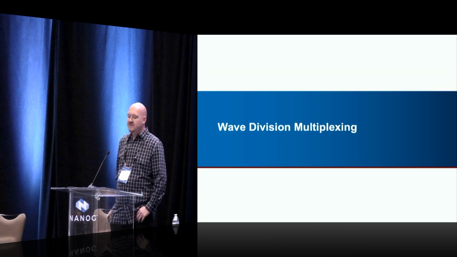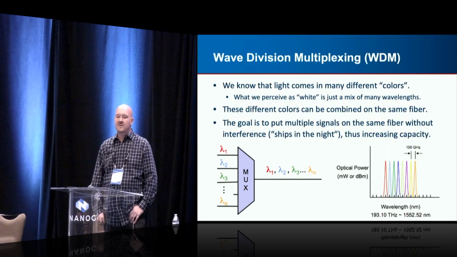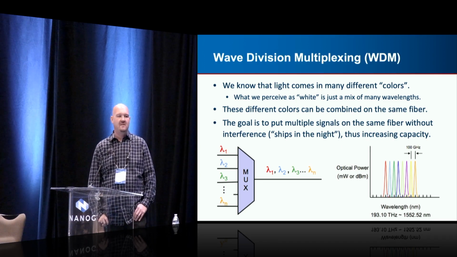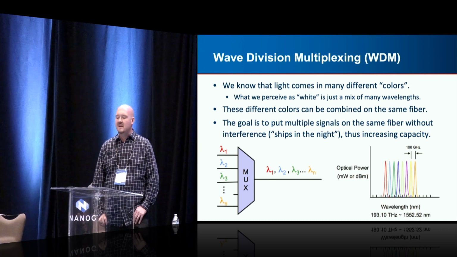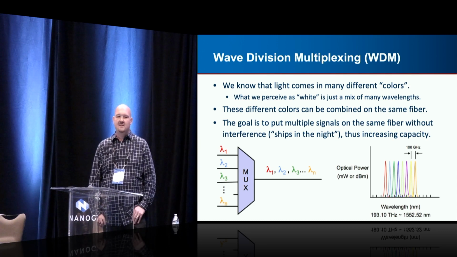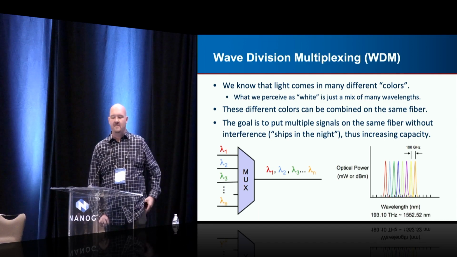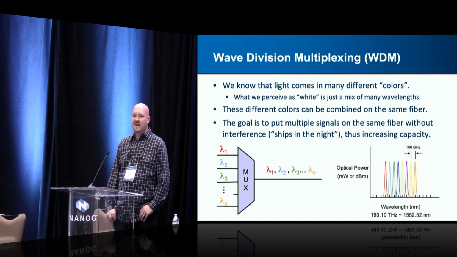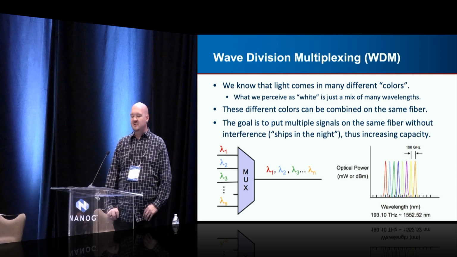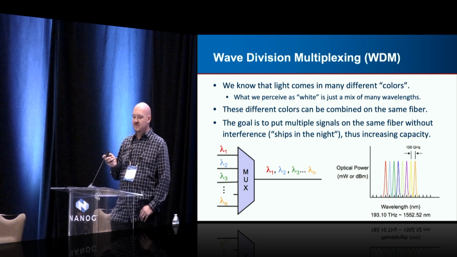So now I'm going to talk about wave division multiplexing. With wave division multiplexing, we know that light comes in many different colors. What we perceive as white light is really just a mix of all of the colors of light. What that means is that you can have different colors of light combined on the same fiber, and the goal is that different channels, different frequencies of light, will go right past each other without interfering. So you can have a large amount of capacity built into the system by adding more and more and more channels as individual wavelengths, and then you filter it out on the other side, picking just the frequency that you want. That's the general concept of WDM.